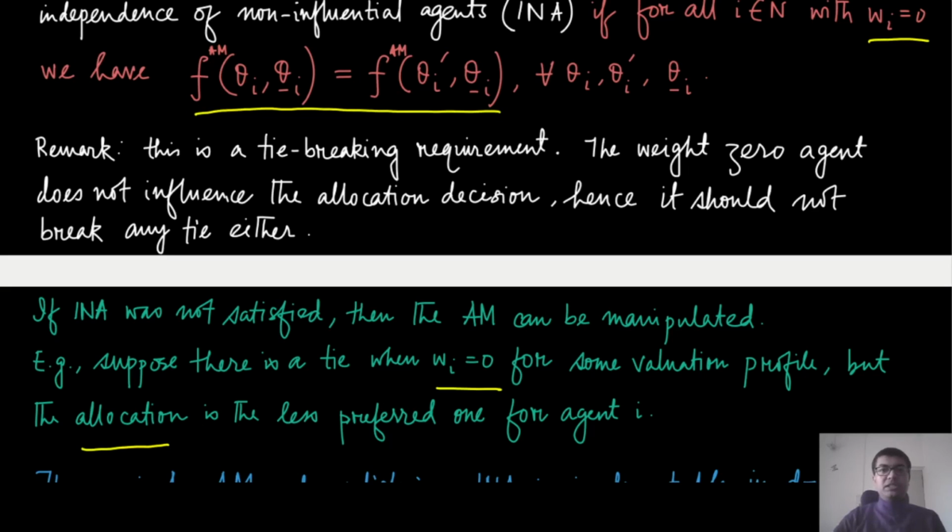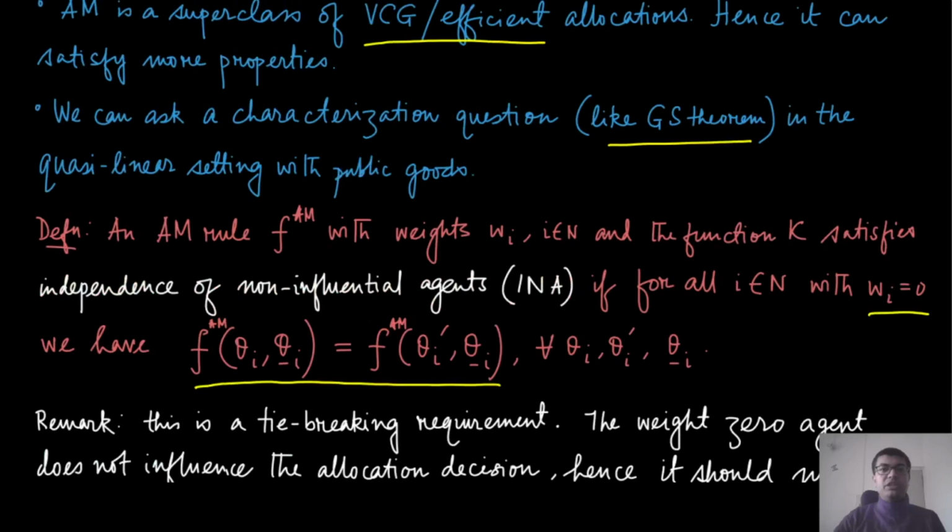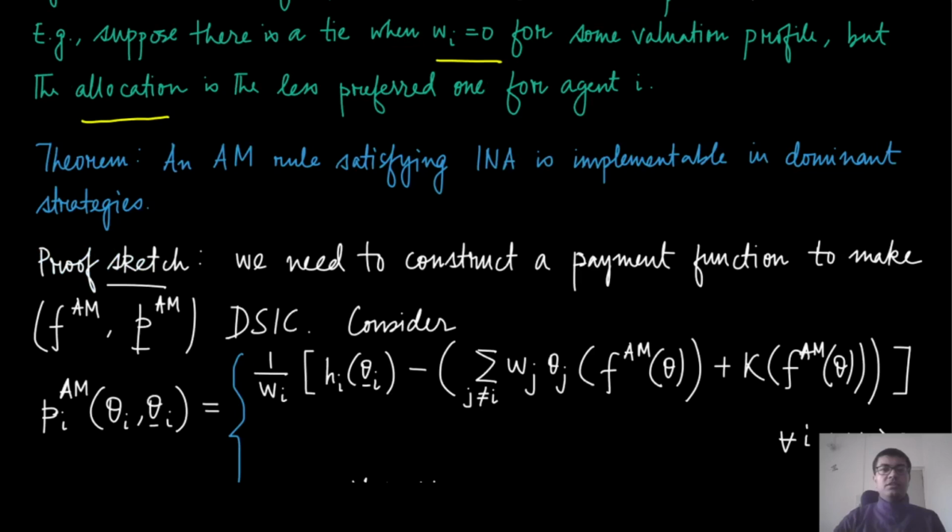And this property that we have just discussed, independence of non-influential agents, actually rules out that possibility. It says that whenever there is a player who has a weight of 0, no matter what his type is, the outcome is not going to change. Now we can state an important result, which says that this affine maximizer rule, which also satisfies this property of INA, is implementable in dominant strategies.